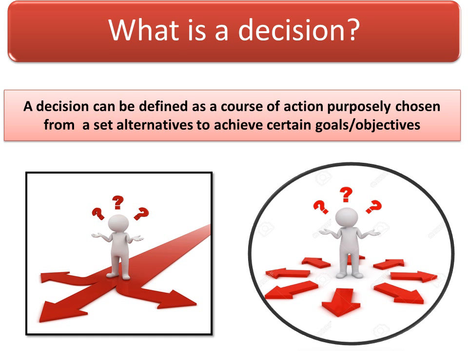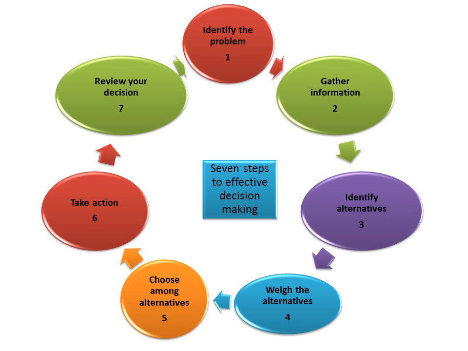So the first thing, before we start talking about the steps of effective decision making, we really have to know what is a decision. A decision can be defined as a course of action purposely chosen from a set of alternatives to achieve certain goals or objectives. So basically a decision is that you have many options, and from those options you have to choose the best.